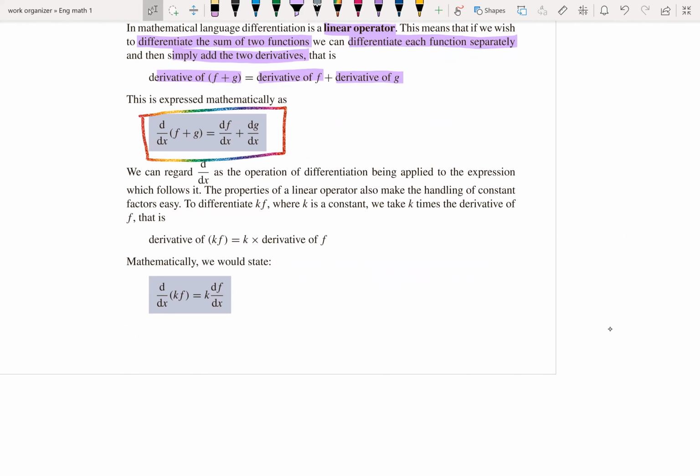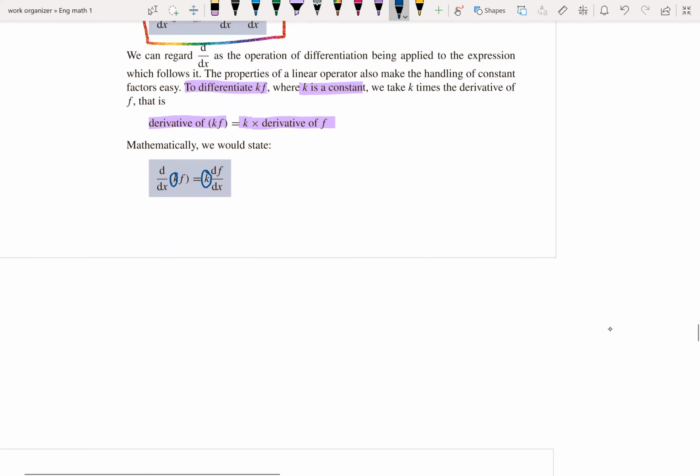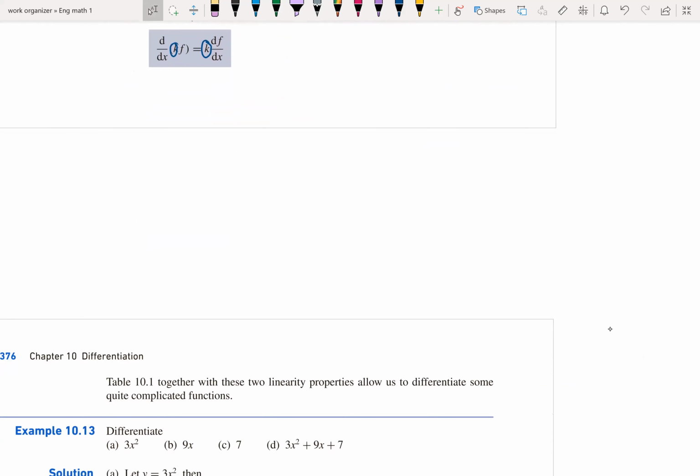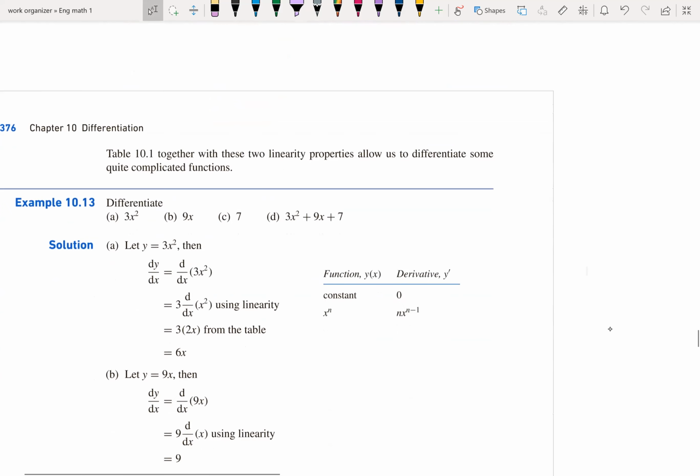Another one is, let's say we want to differentiate kf, where k is a constant. We have to find the derivative of kf. So what we have to do is put the constant k at the front, multiplied with the derivative of f. In this case, k is brought to the front. Table 10.1.